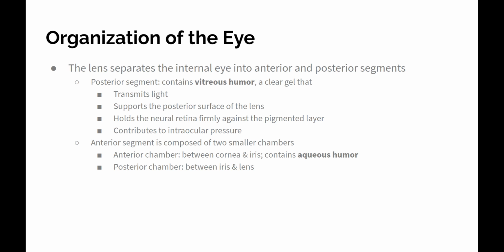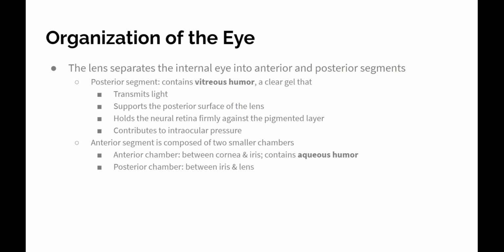In the anterior segment, you have the aqueous humor. The anterior segment is made up of two smaller chambers, and they are confusingly named the anterior and posterior chamber. Don't get those confused with the anterior segment and the posterior segment of the eye. Those are two different things. And again, I cannot emphasize how much anatomists do not like students because they would name this. The anterior chamber is between the cornea and the iris. That's where the aqueous humor actually is.